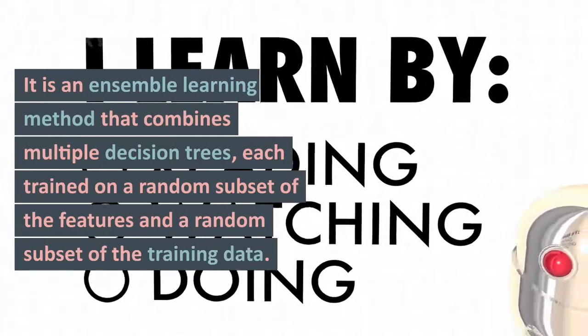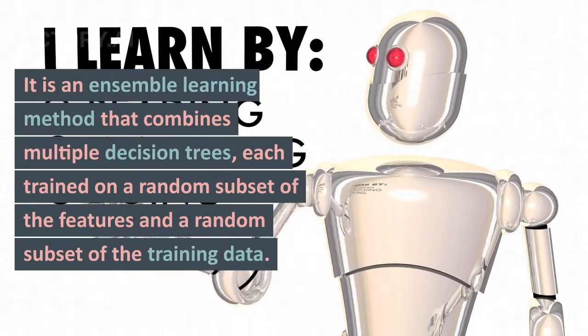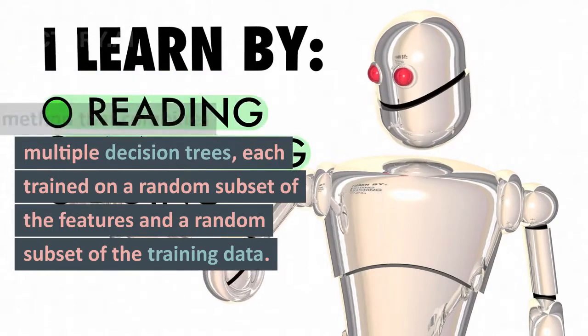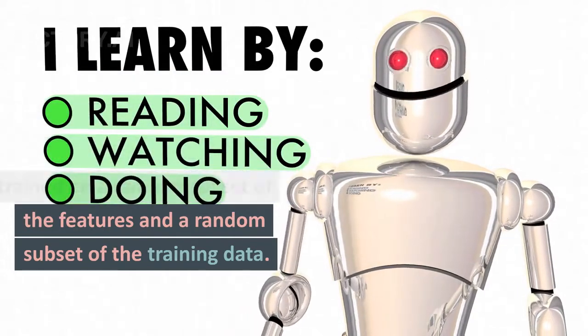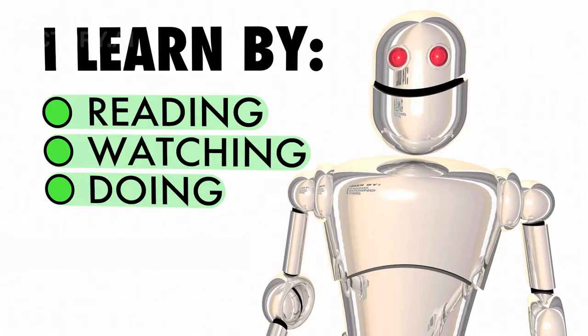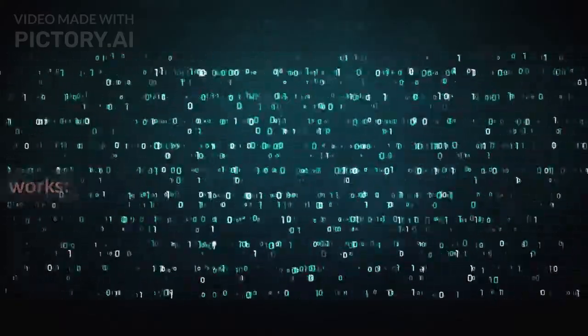It is an ensemble learning method that combines multiple decision trees, each trained on a random subset of the features and a random subset of the training data. Here's how the algorithm works.